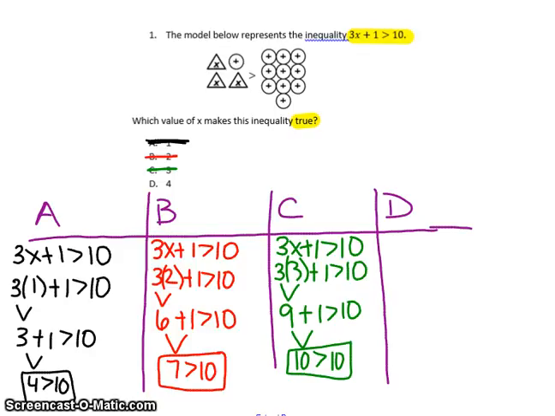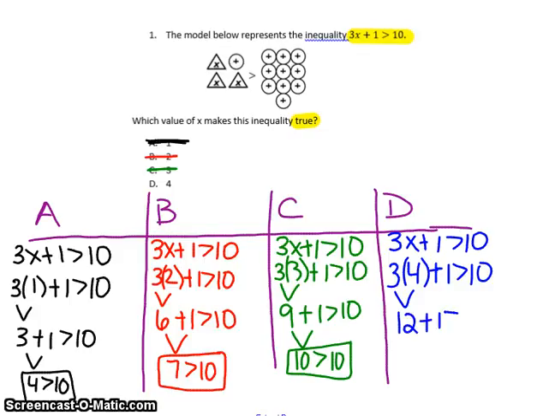So let's do our very last one. And so I have to start with my inequality. 3x plus 1 is greater than 10. And I plug in that 4 into my x. So 3 times 4 plus 1 is greater than 10. So 3 times 4 gives me 12, and I bring everything else down. 12 plus 1 is 13, and I bring everything else down. So let's read our statement. Our statement says 13 is greater than 10. Well, I know that's a true statement because 13 is bigger than 10.